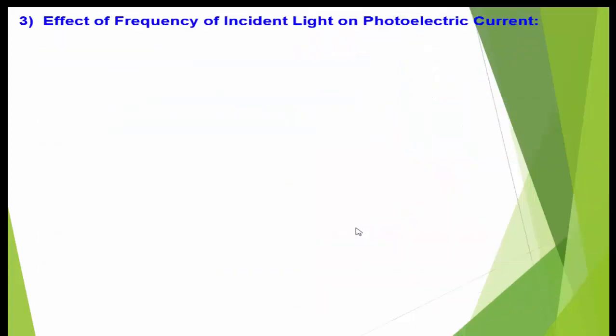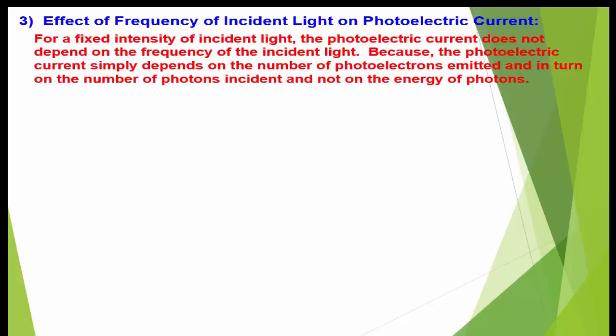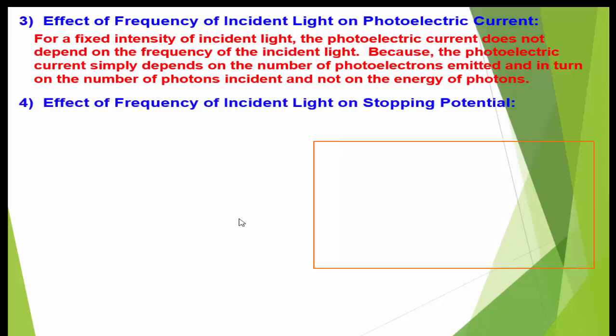The third graph explains the effect of frequency of incident light on photoelectric current. Light of suitable frequency incident on a photosensitive material emits electrons. Due to these electrons, a certain current is produced in the circuit. That current is called photoelectric current. But it does not depend on the frequency of incident light, because photoelectric current simply depends on the number of photoelectrons emitted and in turn on the number of photons. Here I is directly proportional to n and inversely proportional to d² or r².